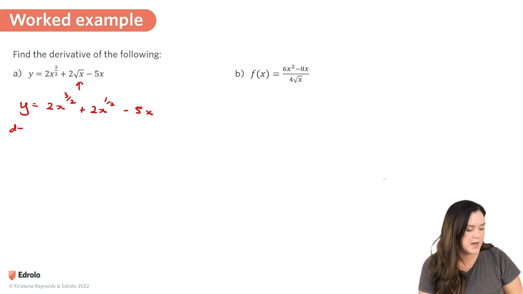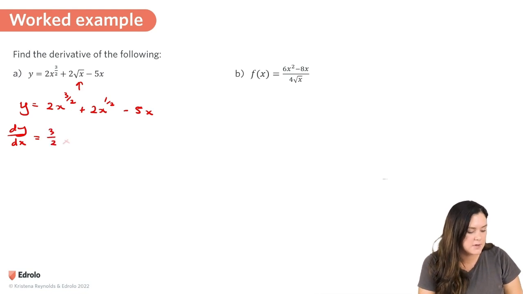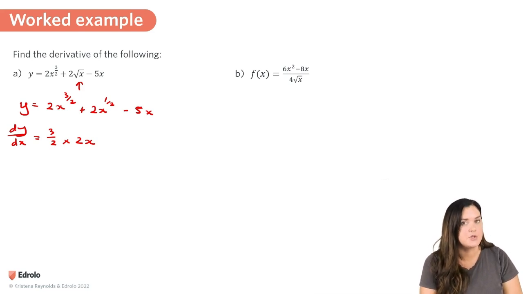So we write dy/dx and differentiate like we normally would. So we bring this power to the front. So we have 3/2 times 2x, and then taking away 1 from that power. So we've got 3/2 take away 2/2.